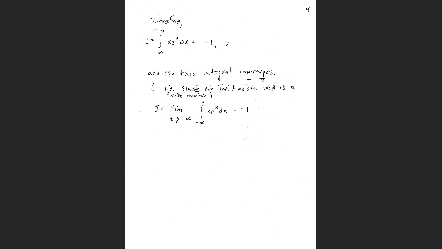So this integral equals -1. And so we say the integral converges. It converges because our limit exists and it's a finite number. We call this an improper integral, a type 1 improper integral. Whenever you have one of the limits as -infinity or positive infinity, it's called a type 1 improper integral.